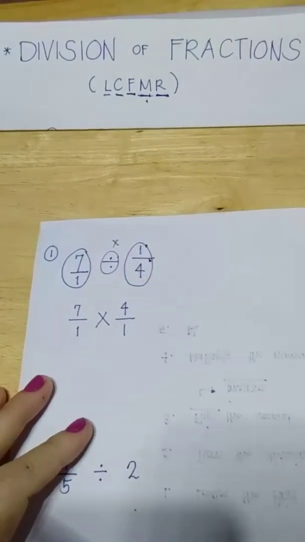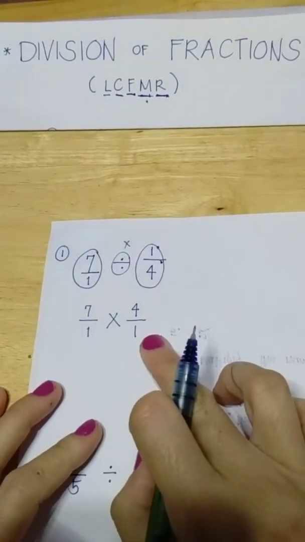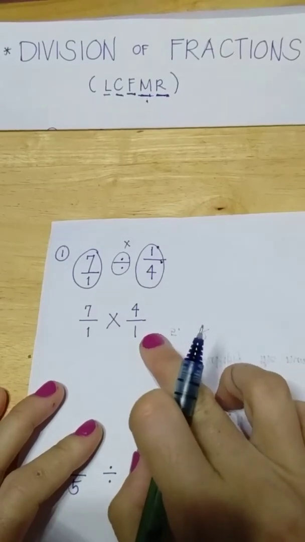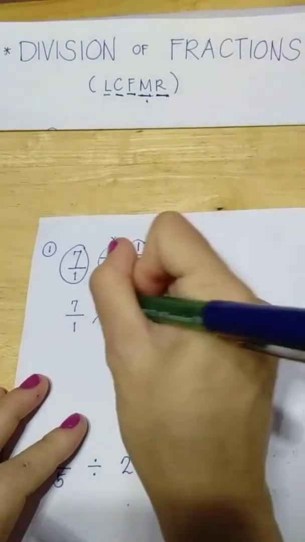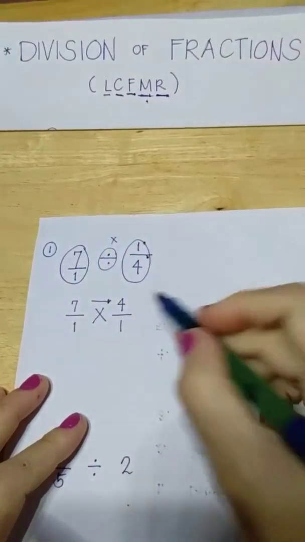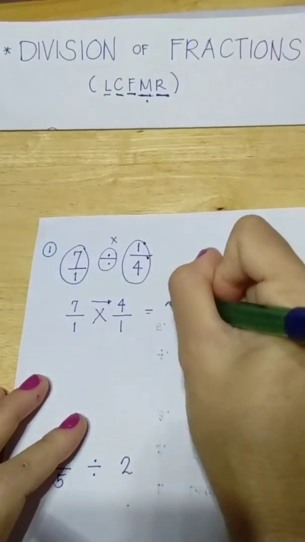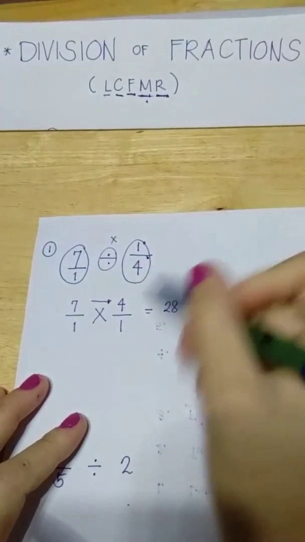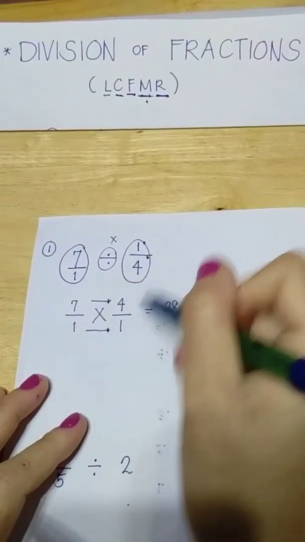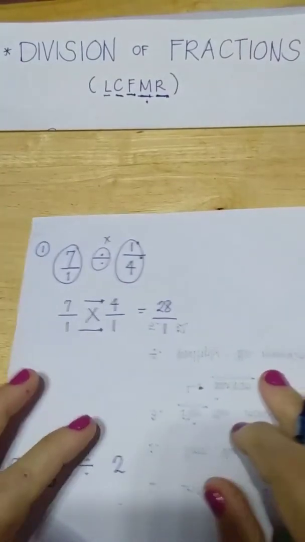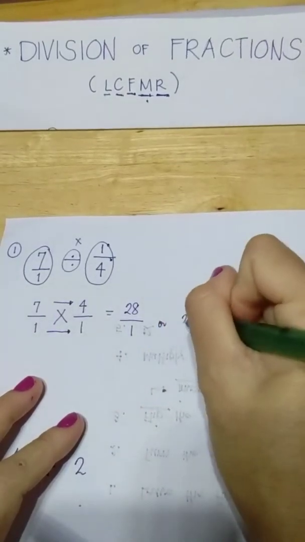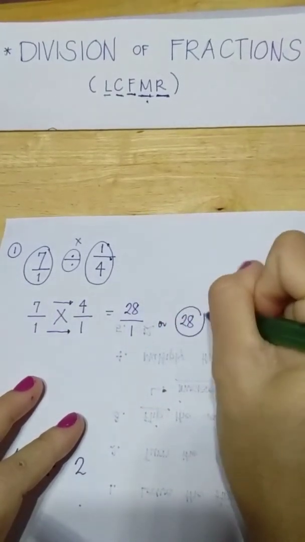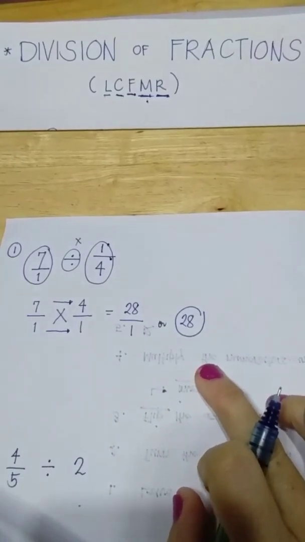So, muna na siya ang iyahang inverse or reciprocal, no? And then we can now proceed to multiplication. So ato i-multiply ang 7 and 4, so that is 28, no? And then multiply the denominators. 1 times 1 is 1. Okay, so 28 over 1 is just the same as 28. So our answer is 28.